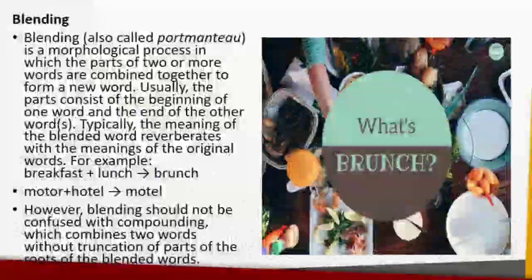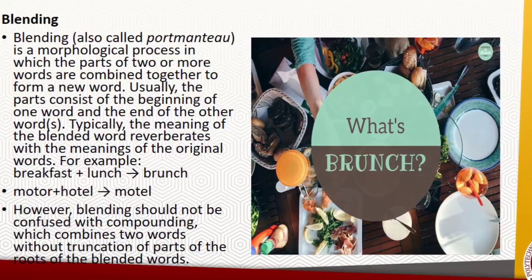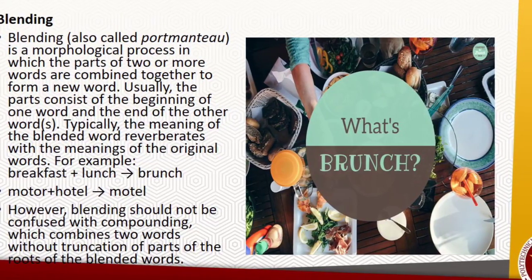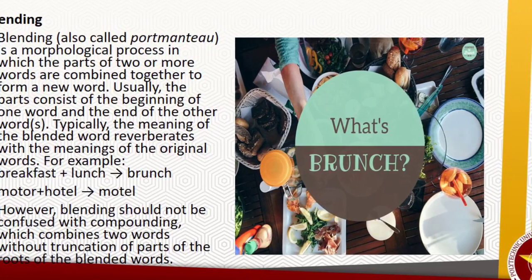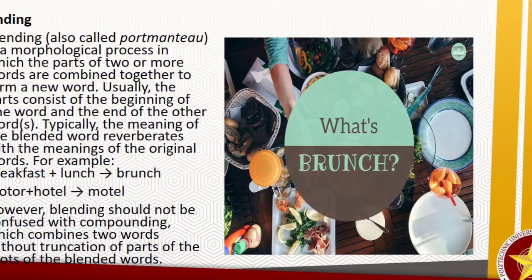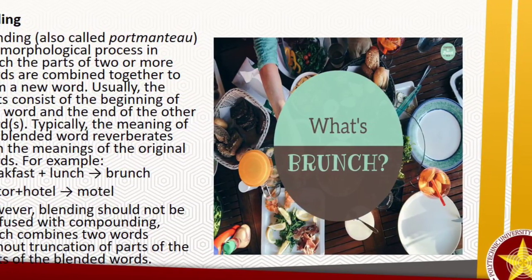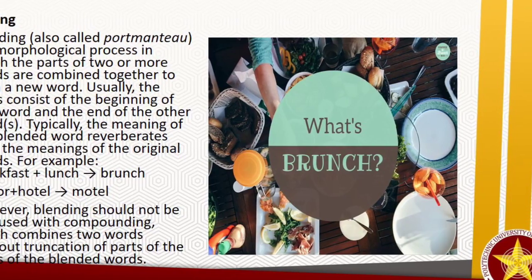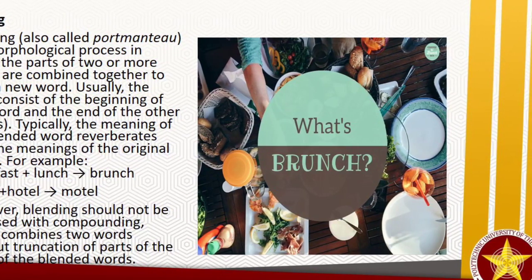Blending, also called portmanteau, is a morphological process in which the parts of 2 or more words are combined together to form a new word. Usually, the parts consist of the beginning of one word and the end of the other word. Typically, the meaning of the blended word reverberates with the meanings of the original words. For example, breakfast plus lunch equals brunch. Motor plus hotel equals motel.